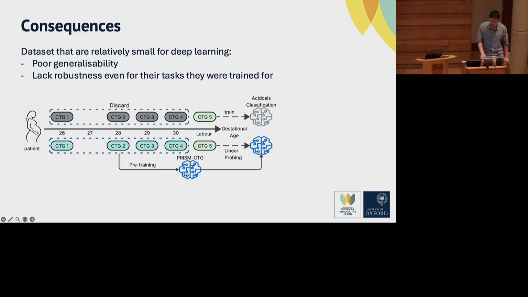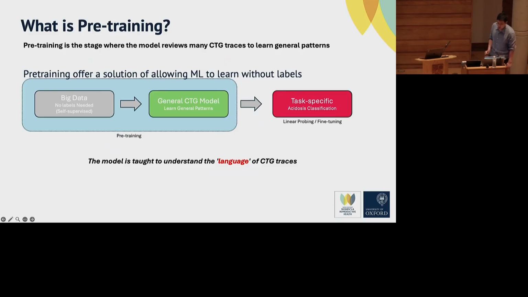So instead of discarding all the CTG, we use the CTG from the entire pregnancy period, since they often still carry meaningful physiological information. To do this, we utilize a method called pre-training. So what is pre-training? Pre-training is an ML process that happens before the conventional training stage and has become popular in recent years for training large foundation models.